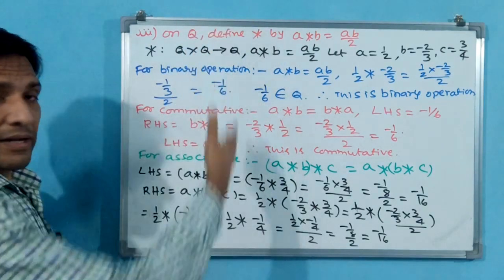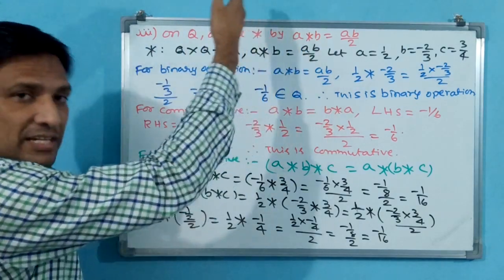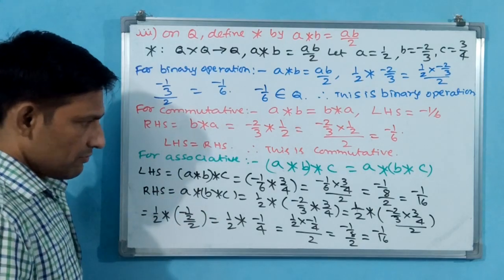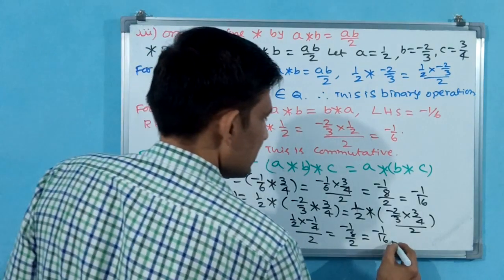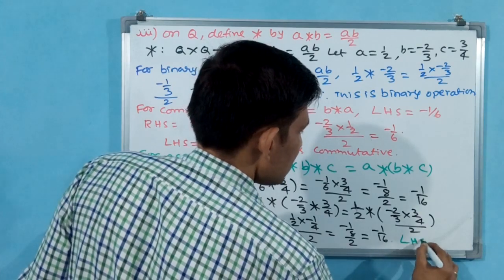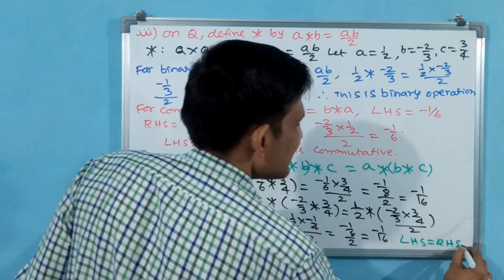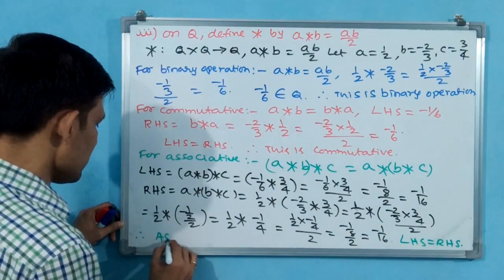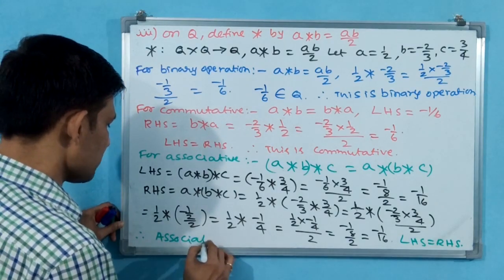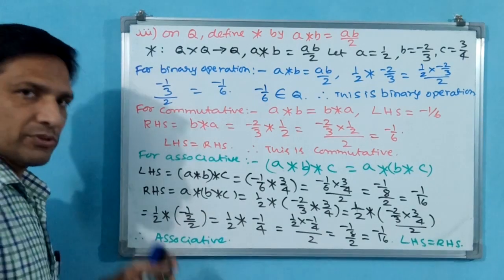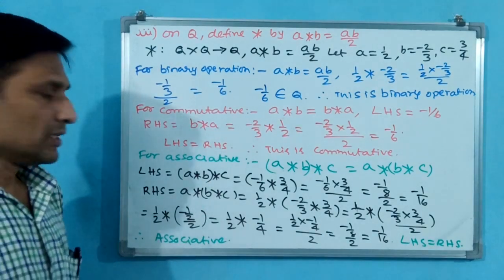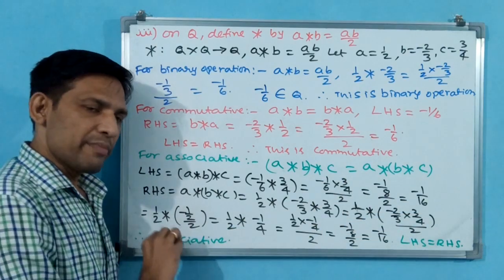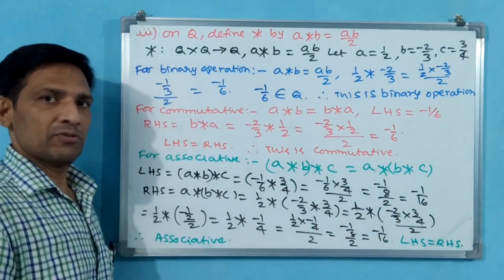Now this operation has become a binary operation, commutative and associative, all three. You write LHS is equal to RHS. Minus 1 by 16, minus 1 by 16. Therefore, this operation is associative. I have written only associative. You write, therefore this binary operation is associative. Like that you have to write.